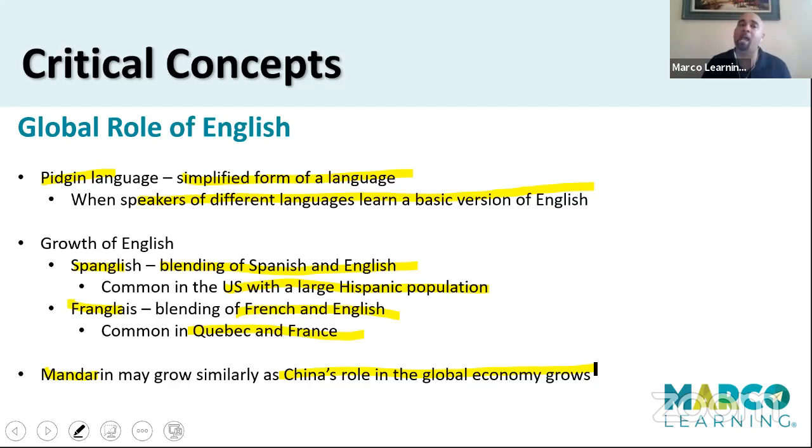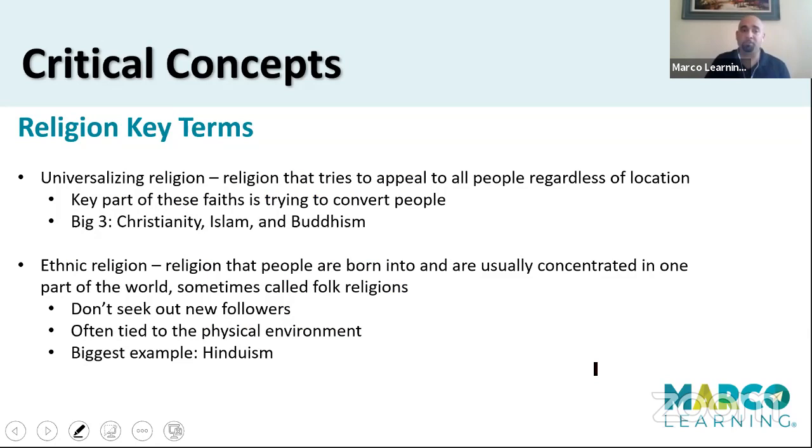All right, now we're going to shift from language to religion. I'm going to go over quickly what a universalizing religion and what an ethnic religion is, because the definitions of these also imply how these religions were able to diffuse or didn't diffuse. Universalizing religions try to appeal to all people regardless of location. A key part of these faiths is trying to convert people. You are actively trying to recruit people to convert to your religious ideals.